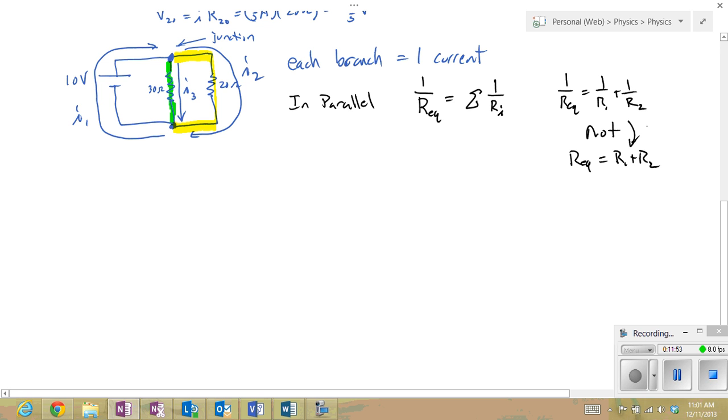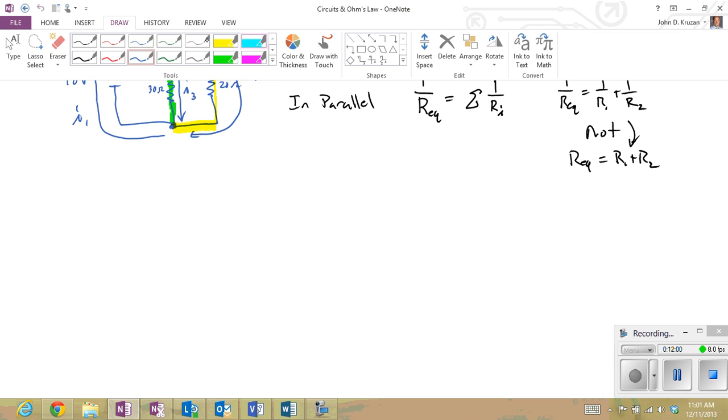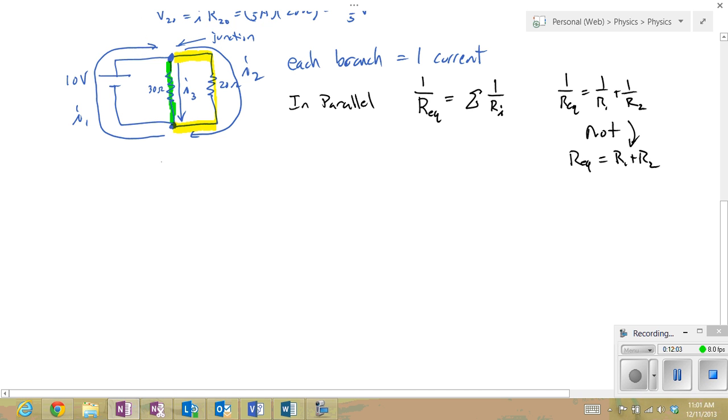So let's go ahead and look at this then. Remembering the technique of equivalent resistance is to represent that equation. So this diagram can now become the following diagram. I still have my 10-volt battery, but that parallel combination has been replaced by an equivalent resistance. Let's just go ahead and solve for what that equivalent resistance is. So 1 over R equivalent would equal 1 over 30 plus 1 over 20. There's my two resistances, 1 over 30 ohms, 1 over 20 ohms.